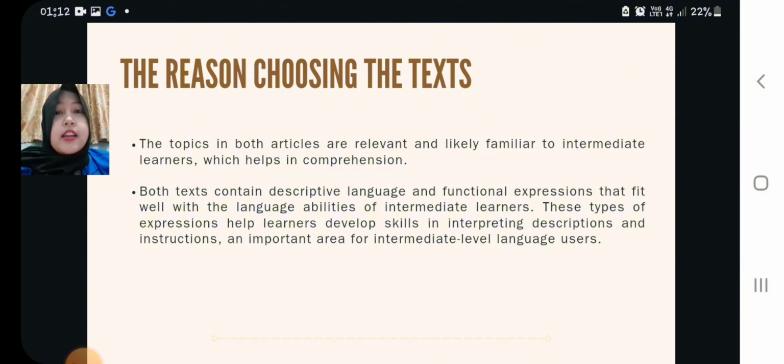And then in the first point, it's likely familiar to intermediate levels. Why? It means a familiar topic helps intermediate learners focus more on language processing rather than struggling to understand entirely new concepts. So that's the reason why I chose these texts for the C-Test for intermediate level.